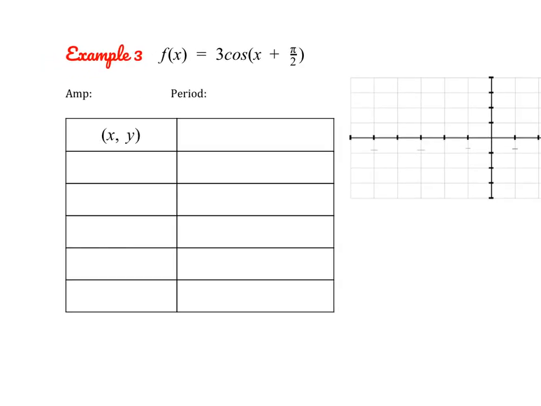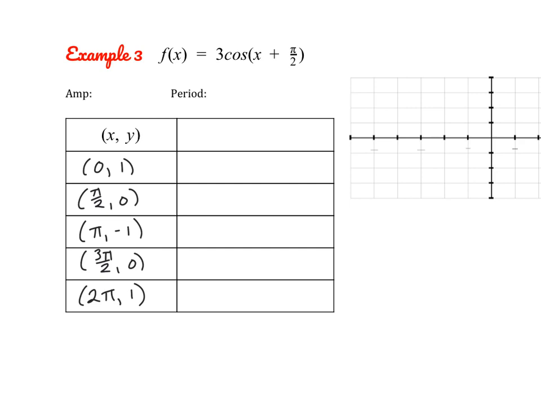Okay, let's try another one together. So here we are graphing cosine, so we'll start with our parent function coordinates. Okay, and then we're going to look at the transformations we see and determine how it will affect our coordinates.